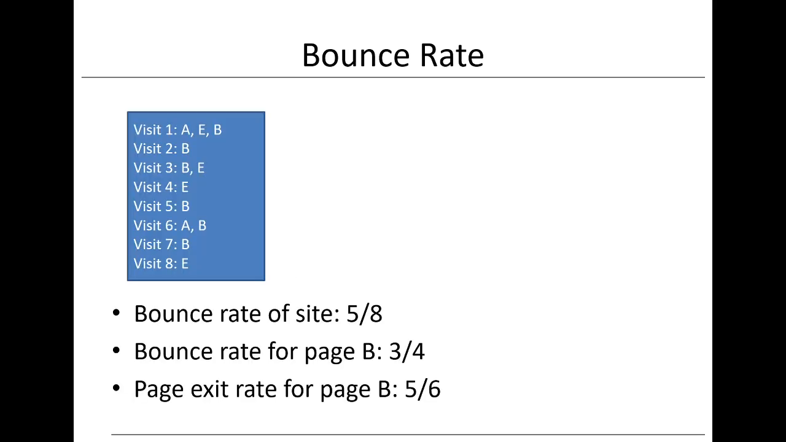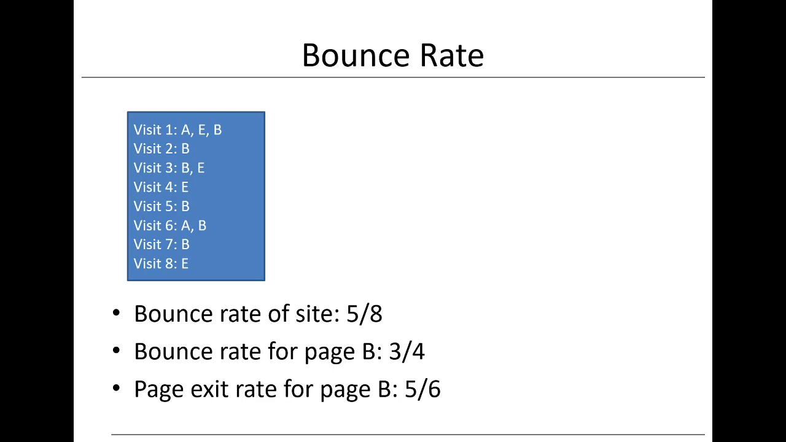You can see this illustrated here. Suppose we have 8 visits. Visit 1 consists of pages A, E, and B, and so on. The bounce rate of the site is 5 divided by 8, since visits 2, 4, 5, 7, and 8 represent bounces. To calculate the bounce rate for page B, we look at those visits where page B was the entry page. These are visits 2, 3, 5, and 7. In 3 of those cases, the visitor left immediately afterwards, giving us a bounce rate for page B of 3 divided by 4.